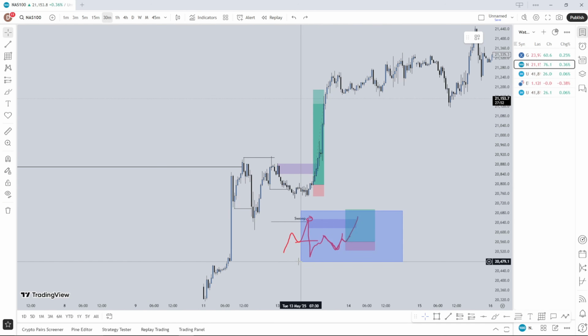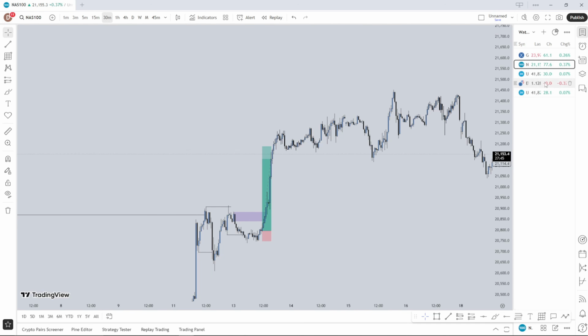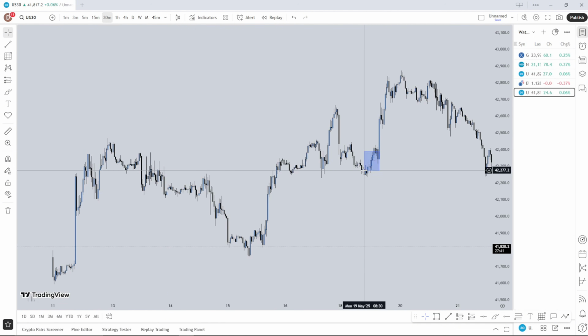This trade was sent into Discord, so this was our reversal point, and this was our entry point. So both of these were sent to Discord. And let's go to US 30. Yeah, it was right here.